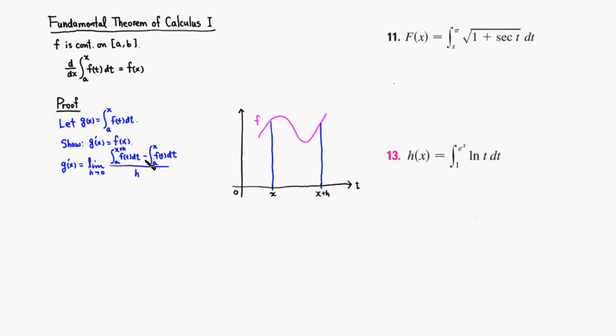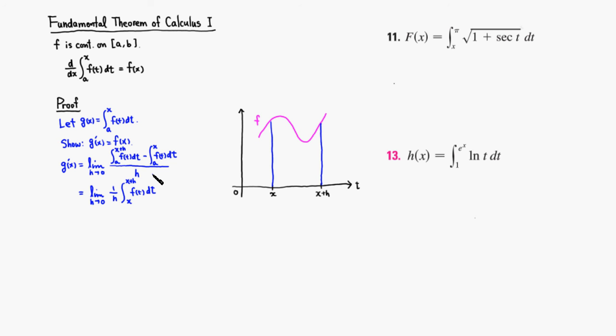Then we combine those integrals together on top. We're going to have the limit as h approaches 0, and I'm going to just put the 1 over h like that. When you combine this, it is just the integral from x to x plus h of f of t dt. So everything boils down to finding this limit.